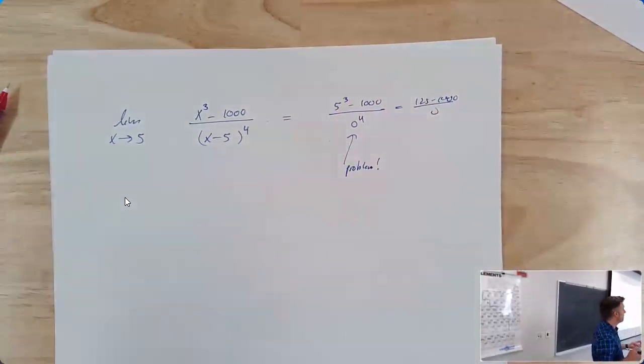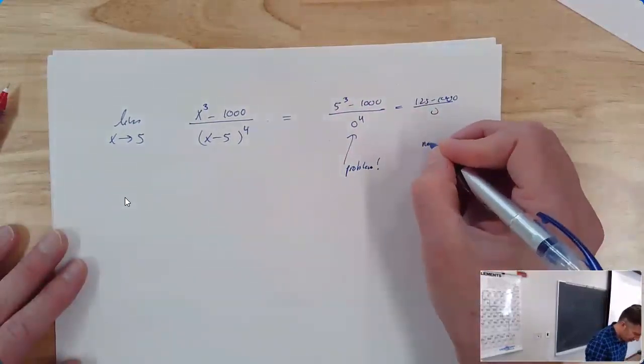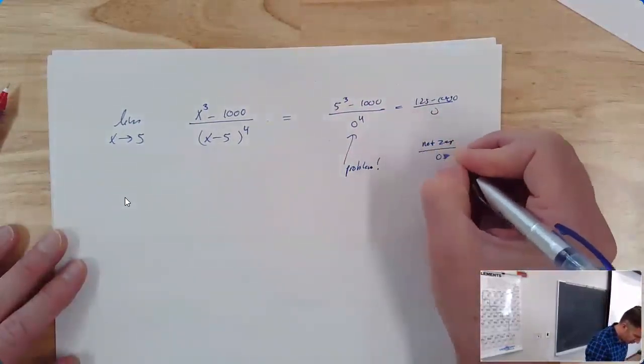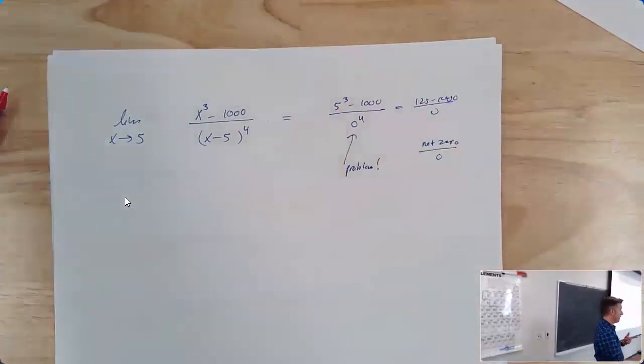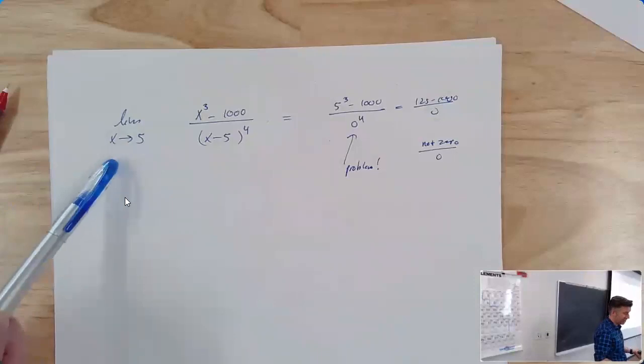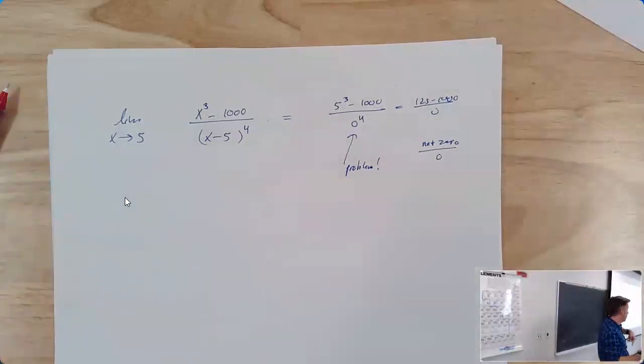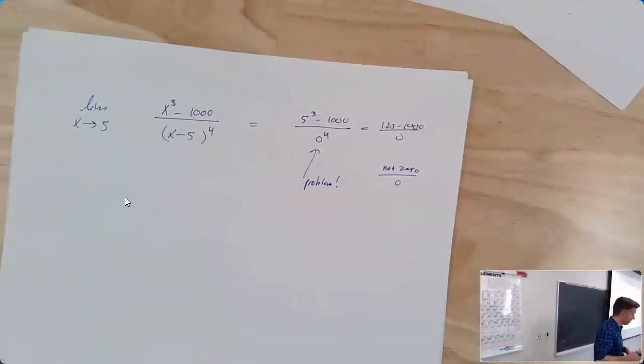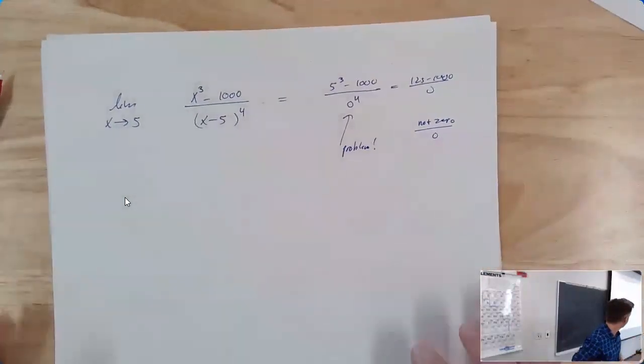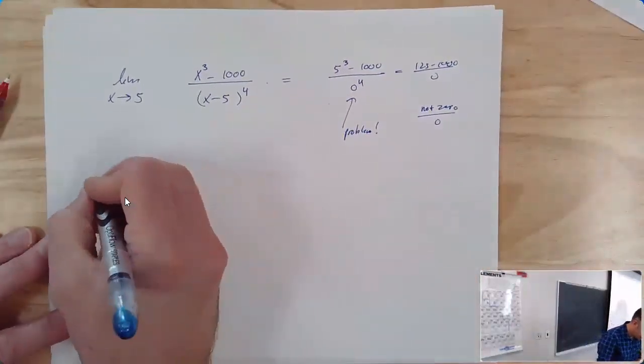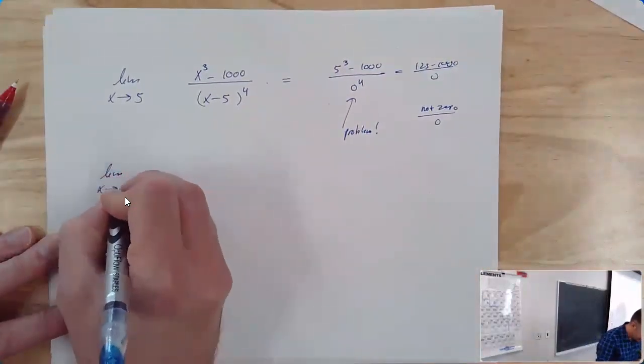But that's a problem I know how to deal with, because now I know that I have a non-zero number over 0, which means I'm either going to get infinity, negative infinity, or not existing. Now, to determine what it is, since this is a two-sided limit, I'm going to have to look at each of the one-sided limits and see if they're both going the same way or not. Okay. So let's look at the limit as x approaches 5 from the right.